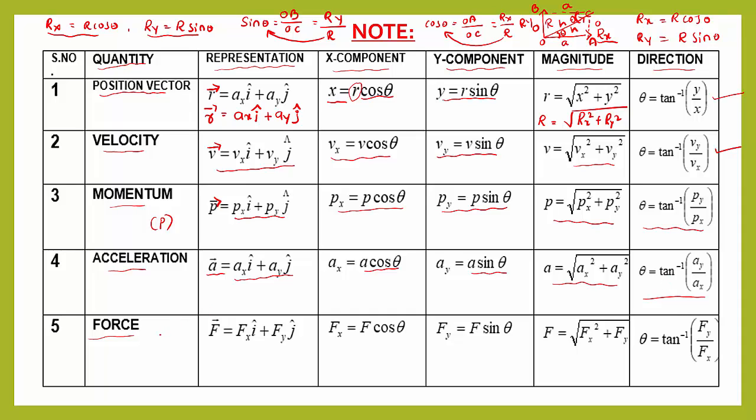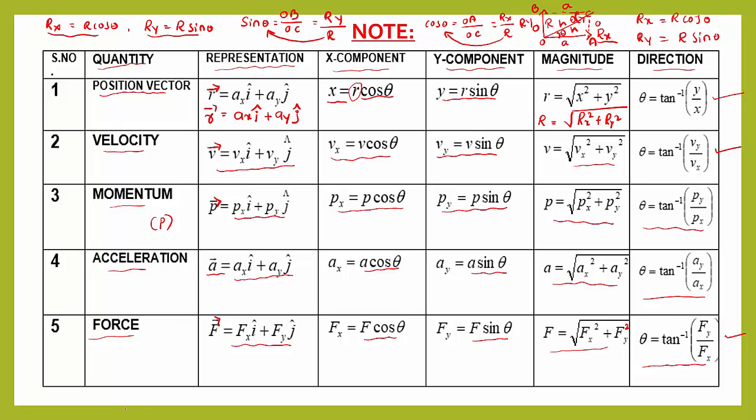Similarly, next term is force. Force is denoted by F. F equal to Fx i cap plus Fy j cap. Then its x component is F cos theta, y component is F sin theta. And its magnitude is given by F equal to square root of Fx square plus Fy square. Then the direction is theta equal to tan inverse of Fy divided by Fx. So these are just some examples of how to represent, how to write its components and what is the magnitude and direction.